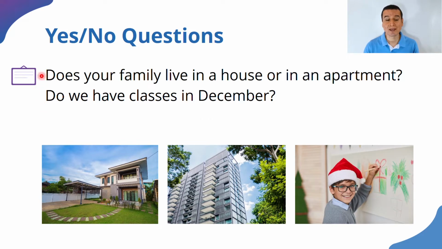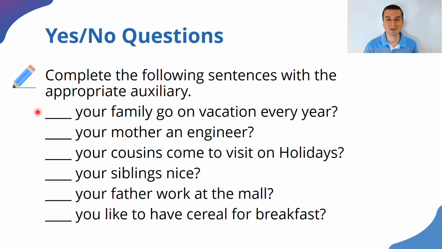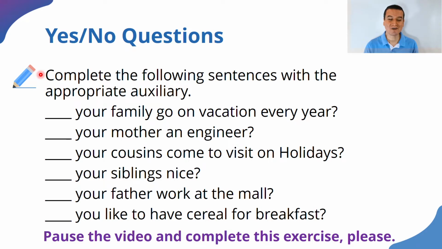And for us to remember that, we have this simple practice activity. All you have to do here is just complete the following questions with the appropriate auxiliary. Okay, they are all questions. So what auxiliary do we use? A form of be, do, or does. Look at them, think about the answers, pause my video, and complete the activity, and I'll show you the answers in a moment.